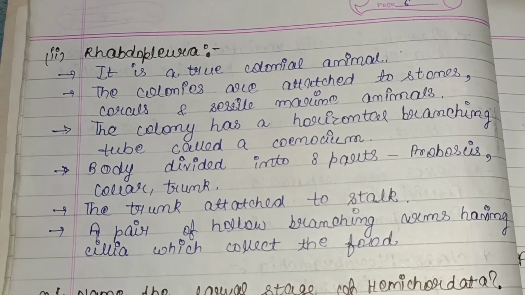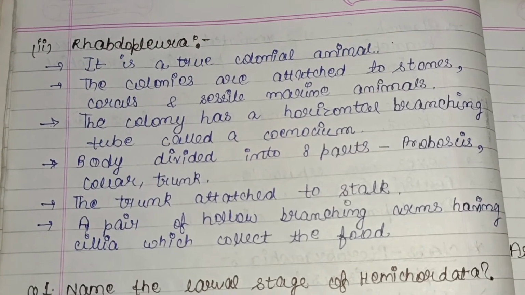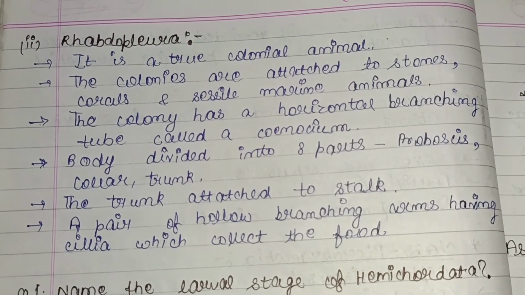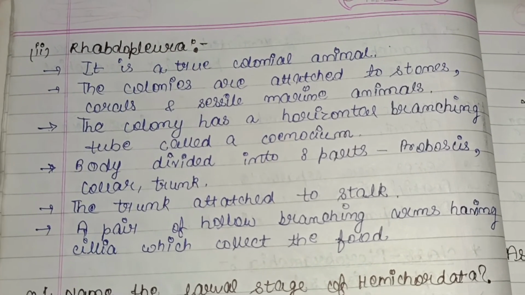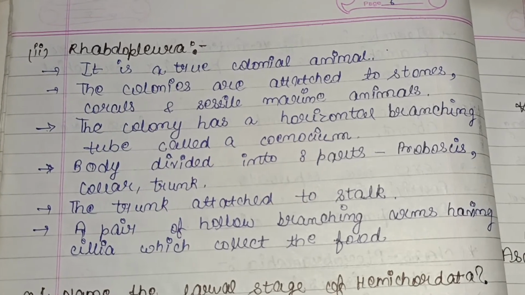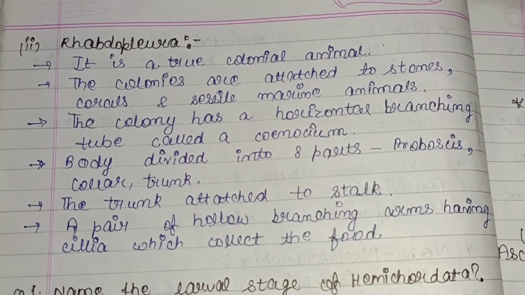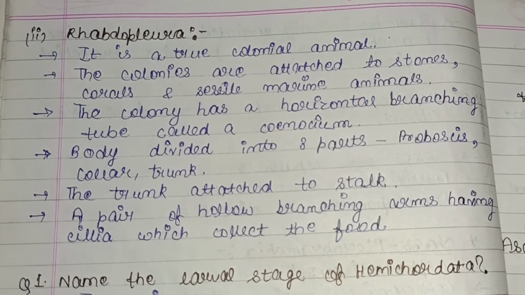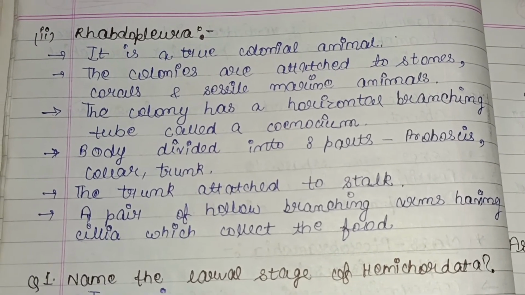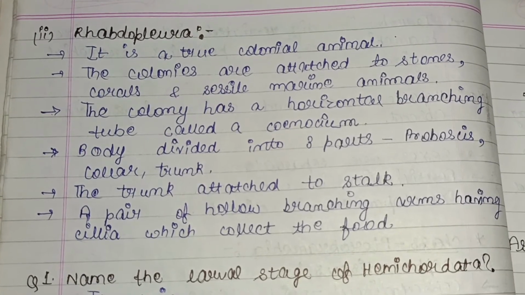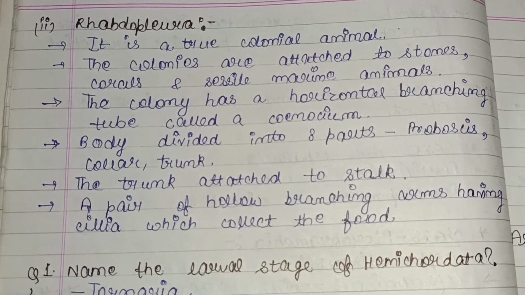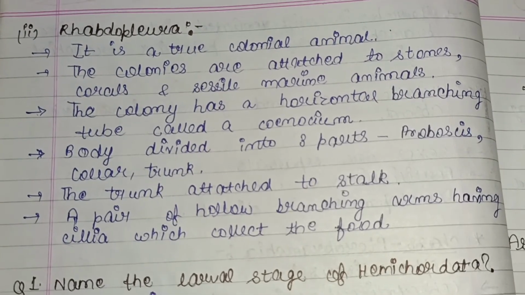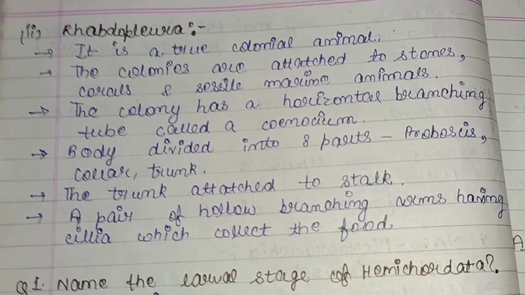And finally, Rhabdopleura. So it is a true colonial animal. We can say it mostly, or permanently, lives by forming colonies. Colonies are attached to stones, corals, and sessile marine animals. Colony has a horizontal branching tube, again called coenoecium. Body is divided into proboscis, collar, and trunk. Trunk is attached to a stalk. A pair of hollow branching arms having cilia collect the food. So these help in collecting the food.